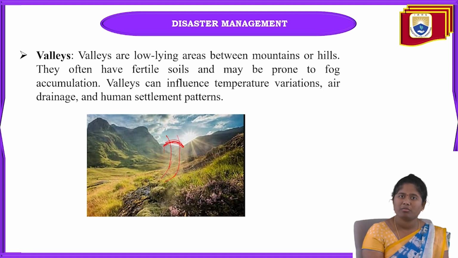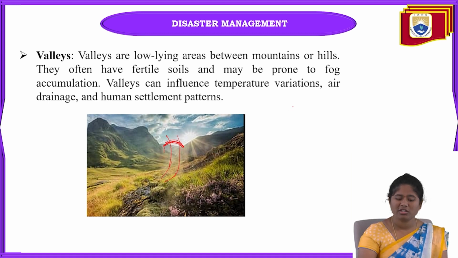Because of these valleys, they often have fertile soils. And because of these, there will be fog accumulation. Due to this fog accumulation, it influences temperature variations, air drainage, and human settlement patterns.